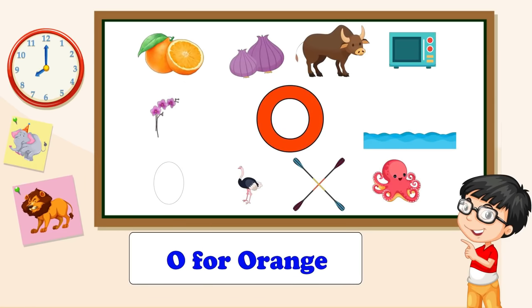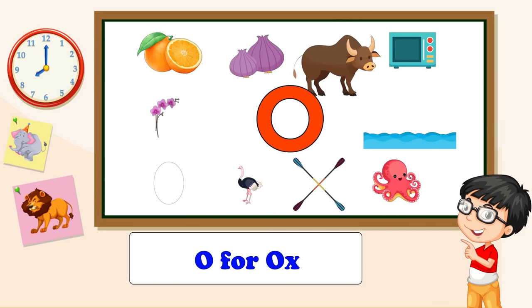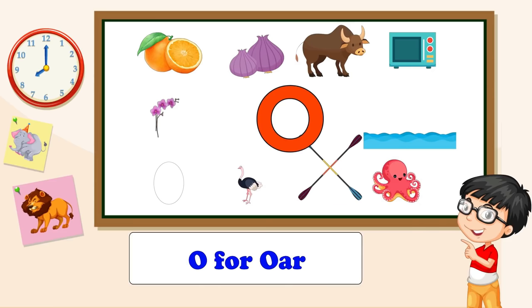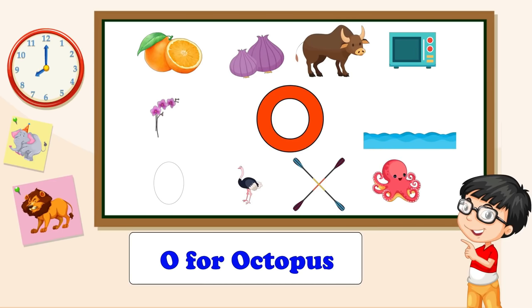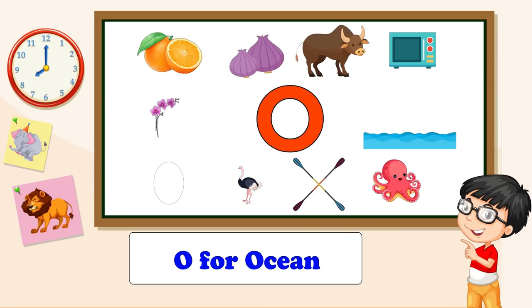O for orange. O for onion. O for ox. O for Owens. O for oval. O for ostrich. O for oar. O for octopus. O for orchard. O for ocean.